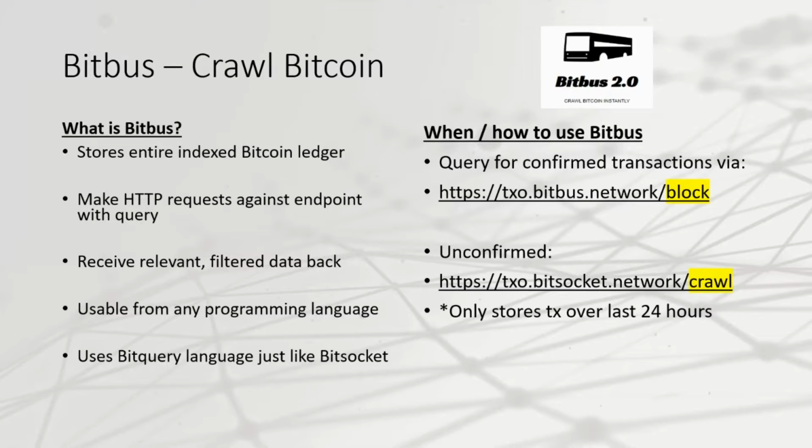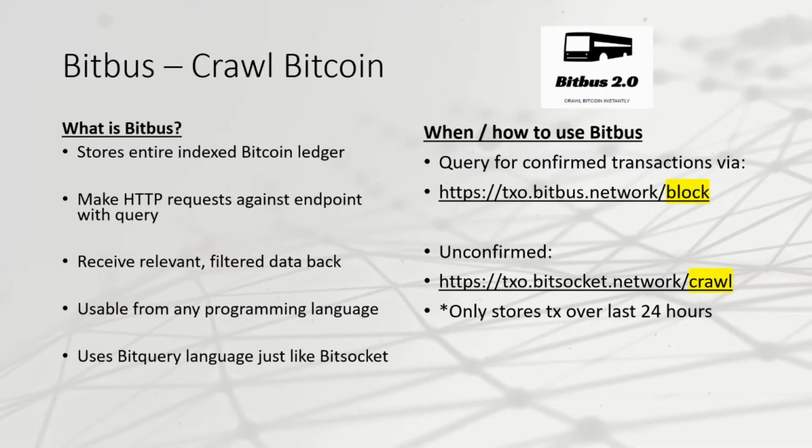And it uses the BigQuery language just like Bitsocket does. So if you're using Bitsocket, you know how to use Bitbus. So when and how you want to confirm, if you want to query for confirmed transactions, you would use this block endpoint. If you want the unconfirmed ones, then you use this crawl endpoint. So all the confirmed ones, you want to come here. And if you want stuff that hasn't been confirmed yet, it'll be here.